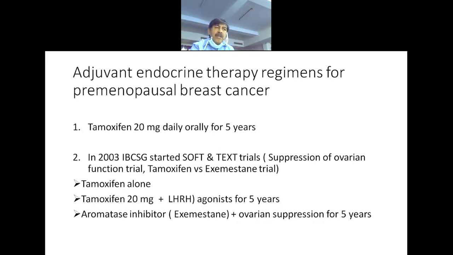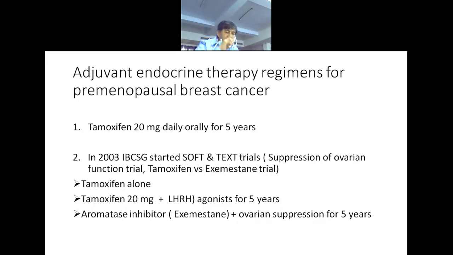And now another regimen is that in 2003, International Breast Cancer Study Group started these clinical trials, that is suppression of ovarian function trial, and tamoxifen versus exemestane trial. Exemestane is the aromatase inhibitor. So here they have divided the patients in three groups. One group of the patient is tamoxifen only. Other group of the patients, tamoxifen plus LH-RH agonist. And the third group of the patient is this aromatase inhibitor plus ovarian suppression.